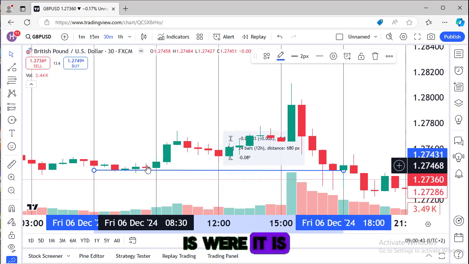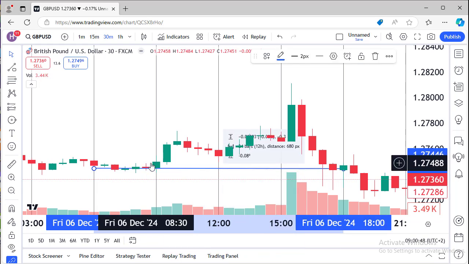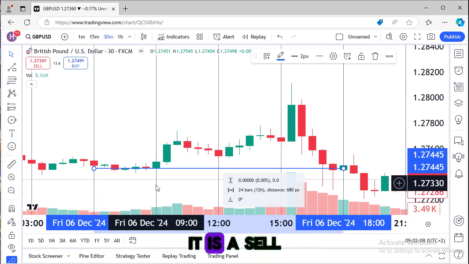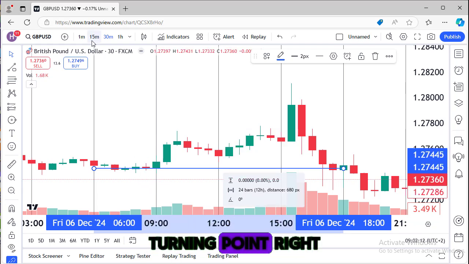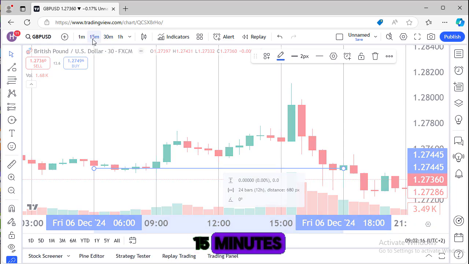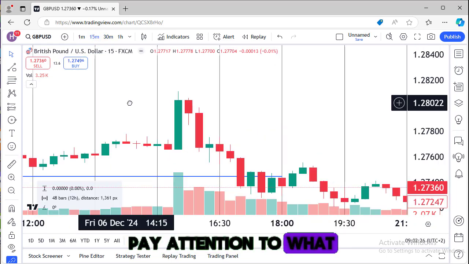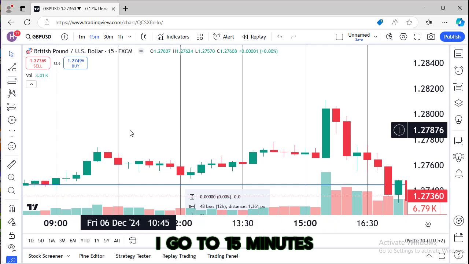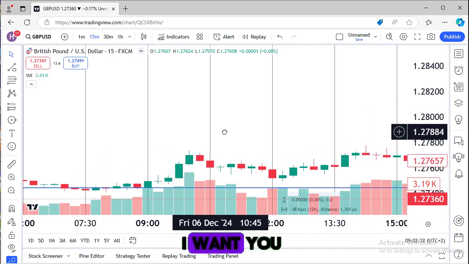Okay, this is where it is. So I'll just shift it up. Through that point is sell, a buy. So that's that turning point, right? Then I go to 15 minutes. Pay attention to what I just did. I go to 15 minutes now. This is the key thing I want you to take note of. This is what makes it a special level, and this is where the magic is.